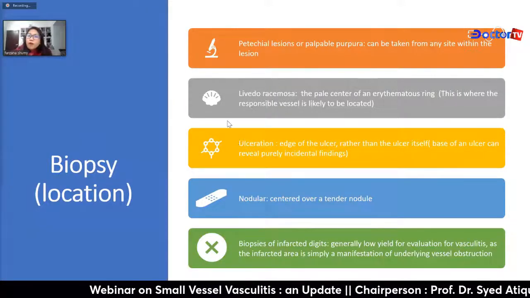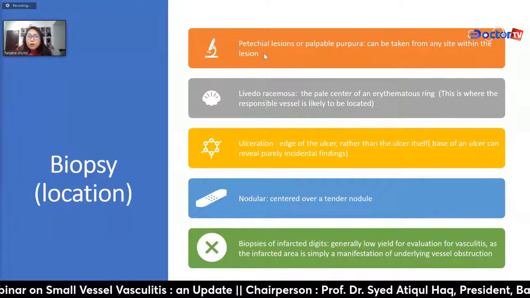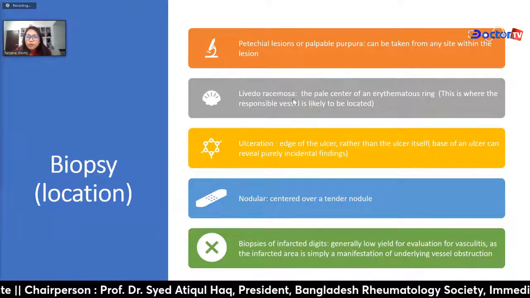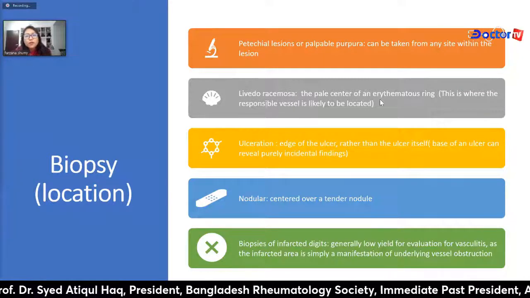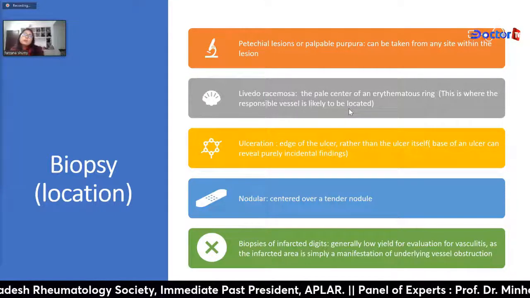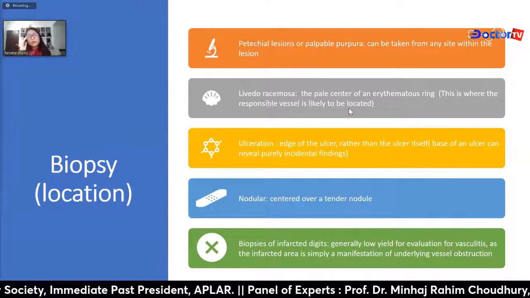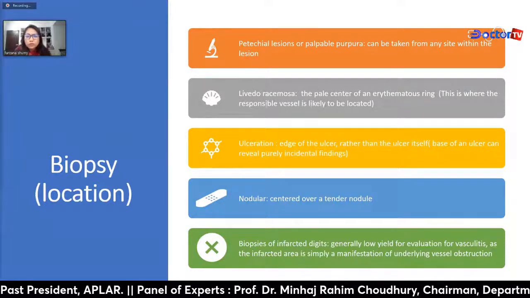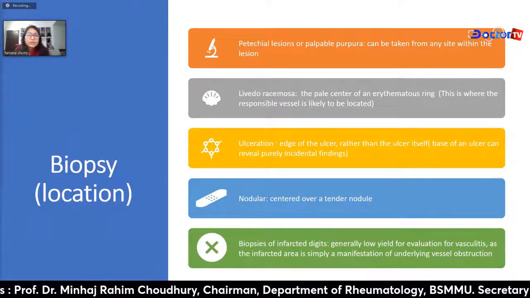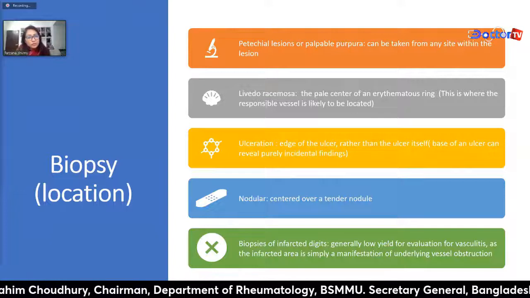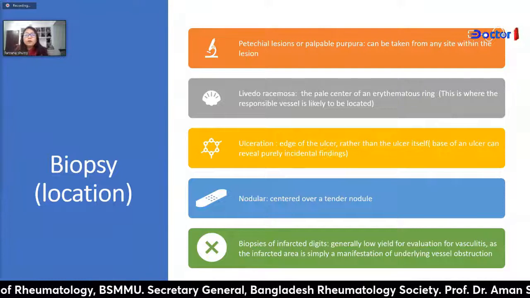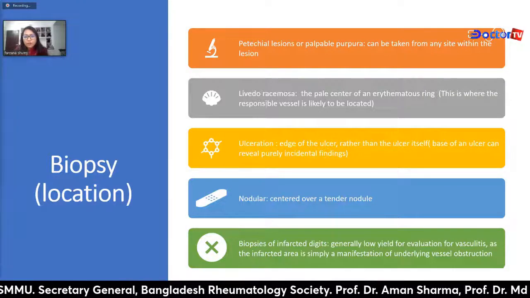So what is the location of the biopsy? In a particular lesion, it can be taken from any site within the lesion. But in the case of livedo racemosa, we have to take it from the pale center of an erythematous ring, because this is where the responsible vessel is likely to be located. And regarding livedo reticularis, there is some debate. Some articles have shown that there is no need to take a biopsy from livedo reticularis, but in some articles it is written that we can take a biopsy from the center, as in livedo racemosa, to exclude other causes of livedo reticularis.